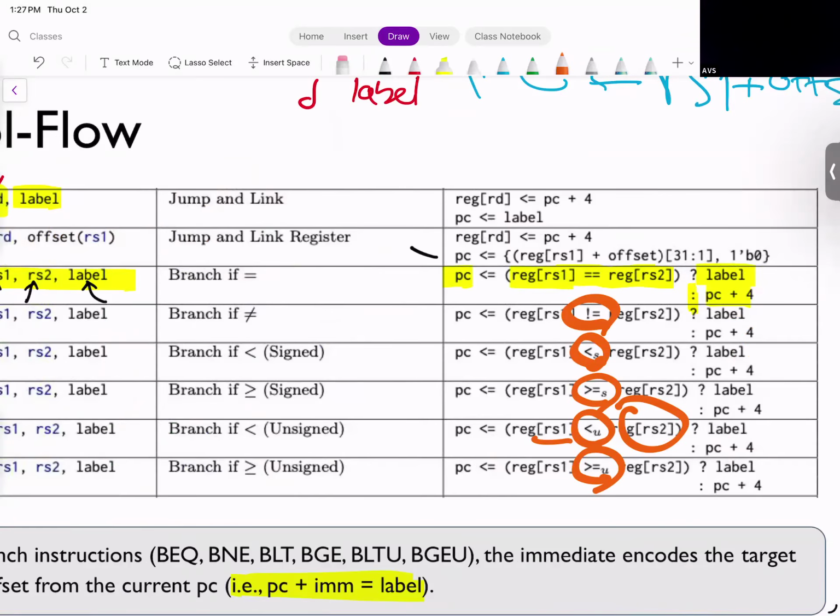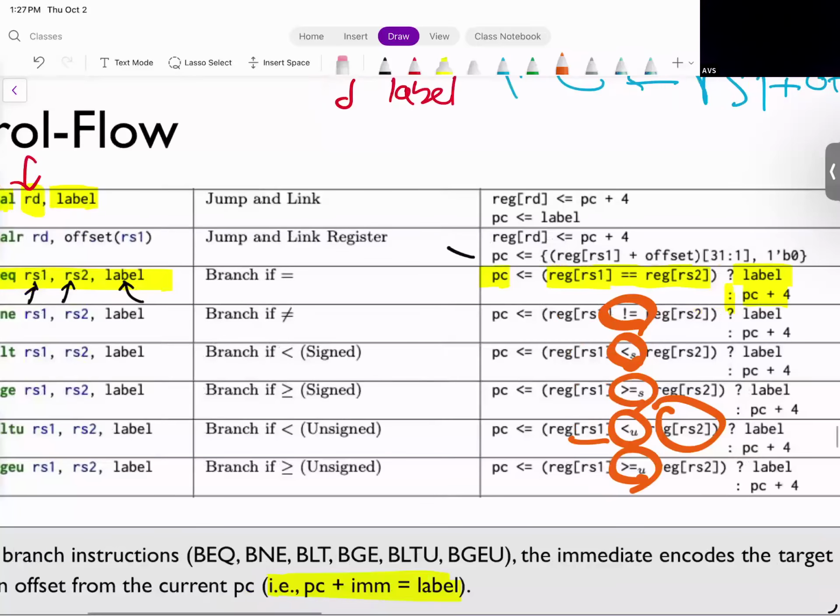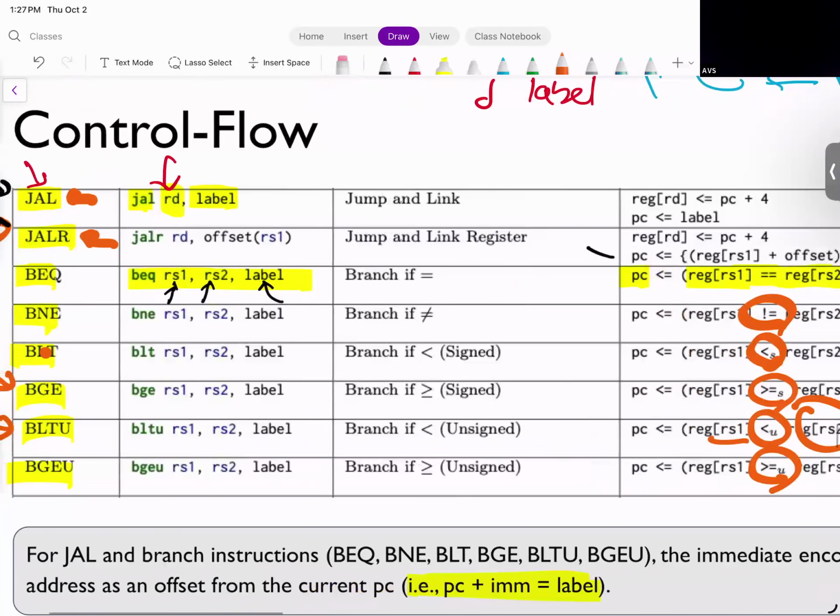So the question is, is it required that the taken path be relatively close? Yes. It should be within the range of the label, which is not that bad. It's like 2 to the power of 20 bits. So it's not that close. But again, compilers can fix those issues for you.